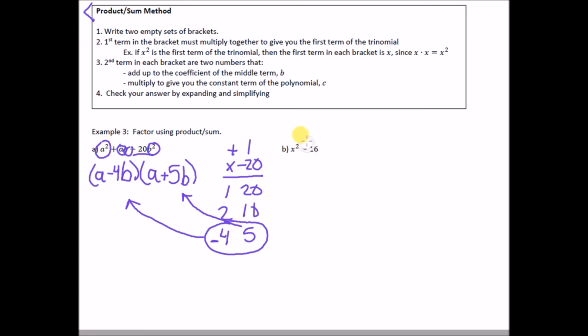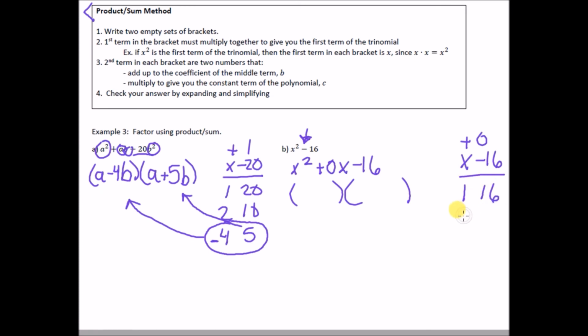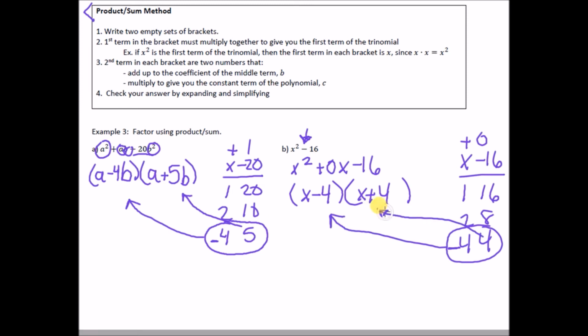Okay, b. I'm going to write in this middle term since we can't see it. X squared plus 0x minus 16. So write two empty brackets. What two numbers multiply to negative 16 and add to 0? 1 and 16, 2 and 8, 4 and 4. 4 minus 4 equals 0. So the factors are x minus 4, x plus 4. I wrote them in the same order. It doesn't matter which order you write them in though. And we're done.